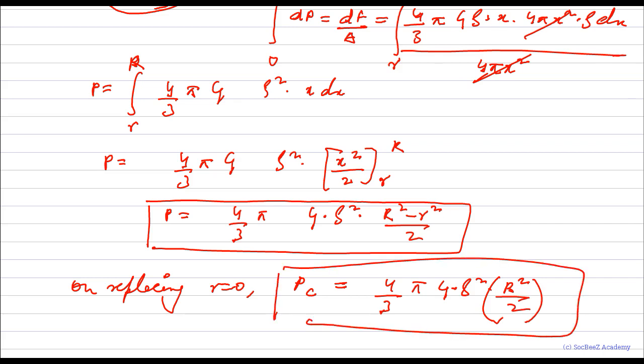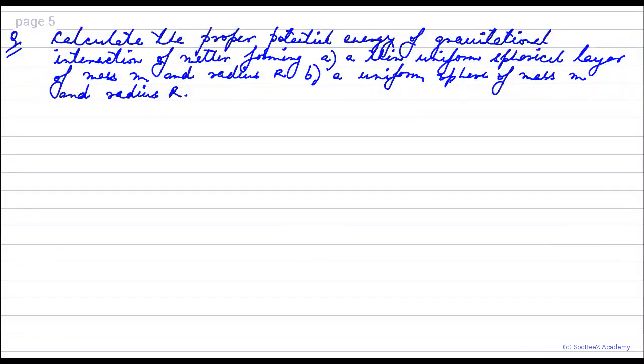Okay, now let us begin with the next problem in the topic of gravitation, which is this: calculate the proper potential energy of gravitational interaction of matter forming a thin uniform spherical layer of mass m and radius R, and a uniform sphere of mass m and radius R. Fine. So let us first solve the first problem.